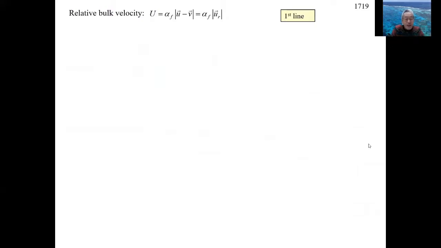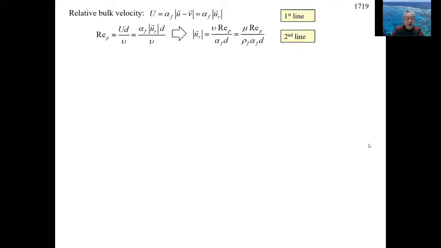Let's try to change the form of beta using the Reynolds number defined by the relative bulk velocity large U and particle size d. The relative bulk velocity is defined on the first line. The Reynolds number is defined by the first equation on the second line. From this equation, the relative velocity UR is expressed as a function of the Reynolds number.